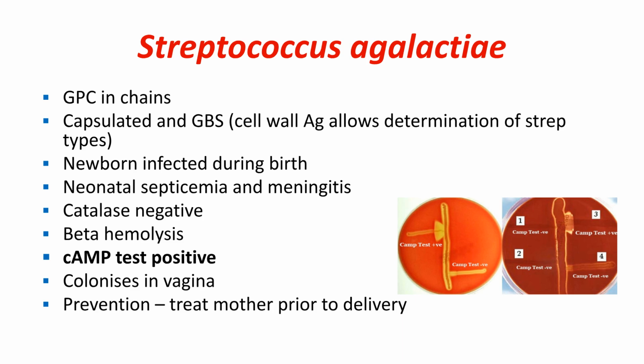Newborns become infected during passage through the birth canal. The organism colonizes the maternal vagina, and babies get contaminated during delivery, leading to neonatal septicemia and meningitis, typically within the first week of life. Laboratory identification is straightforward. It's catalase negative, shows beta hemolysis on blood agar, and is CAMP test positive, a key distinguishing feature. Prevention is crucial. We screen pregnant women and treat colonized mothers with intrapartum antibiotics, dramatically reducing neonatal infection rates.